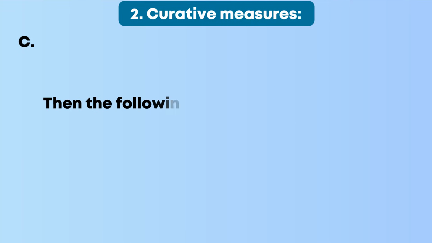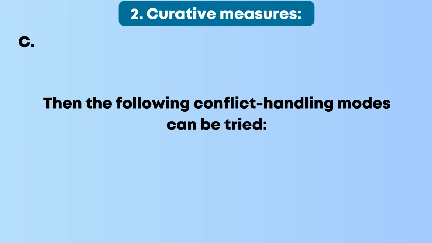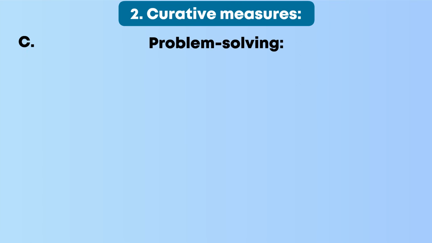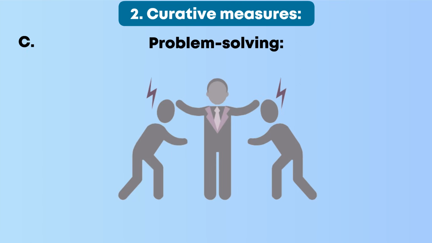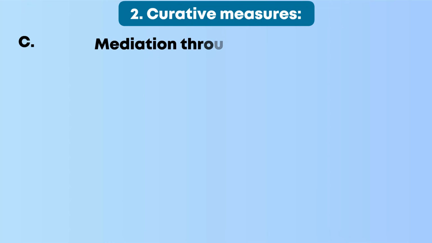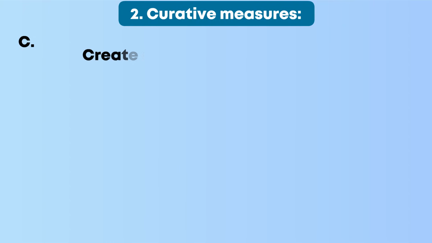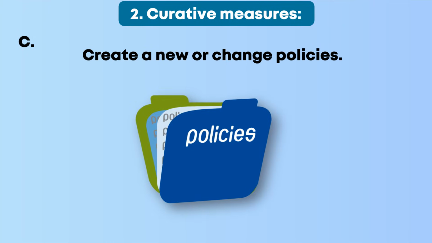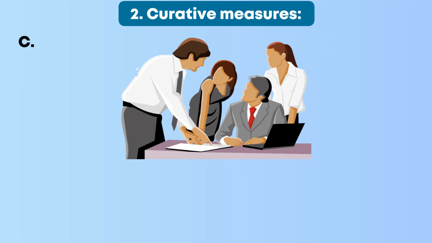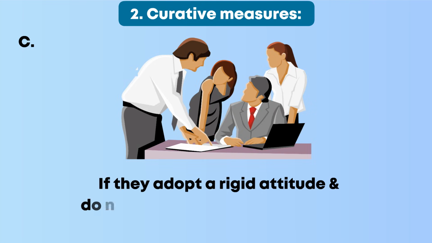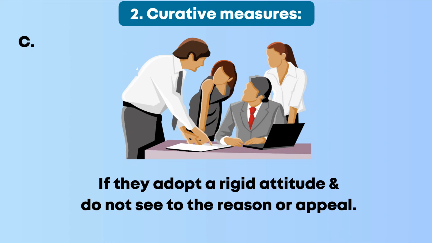C. Then the following conflict handling modes can be tried. Problem solving. This may be done by the management or mutually by parties involved in conflict. Mediation through persuasion. Management may attempt to sweep out the differences and smoothen the affair. Create a new or change policies. Letting the parties in conflict settle their scores if they adopt a rigid attitude and do not see reason or appeal. This is the last resort if all other conflict handling modes fail.